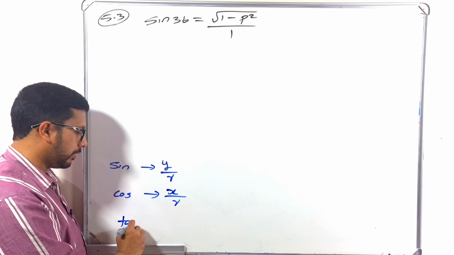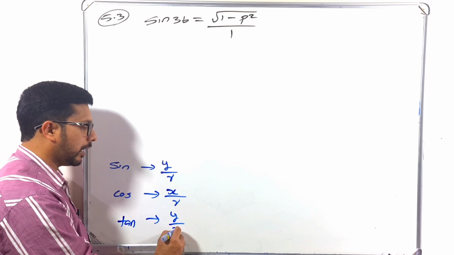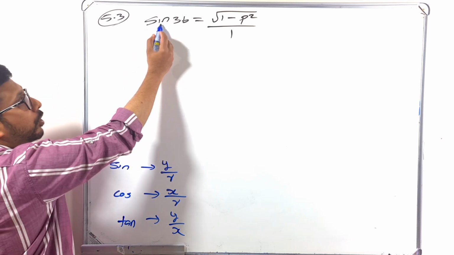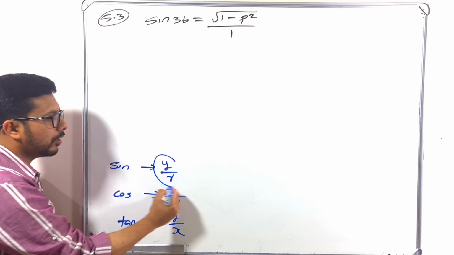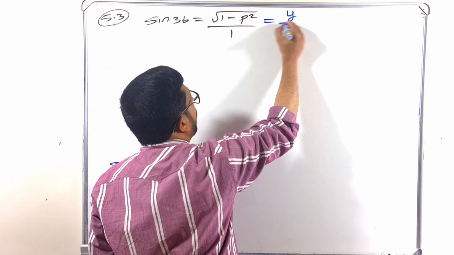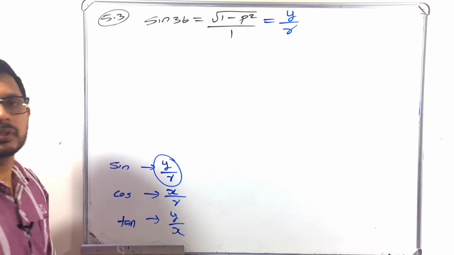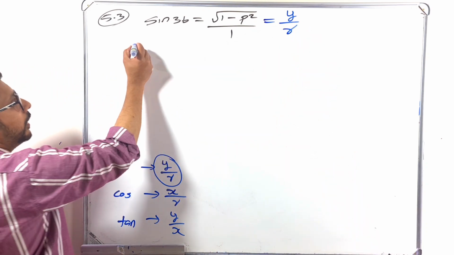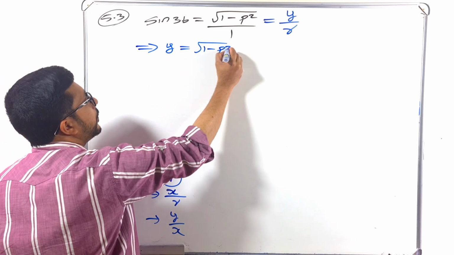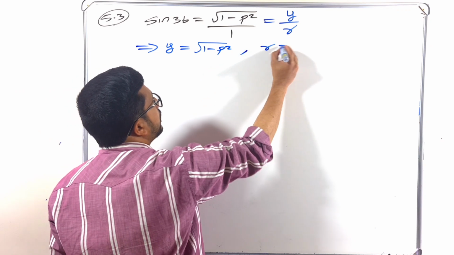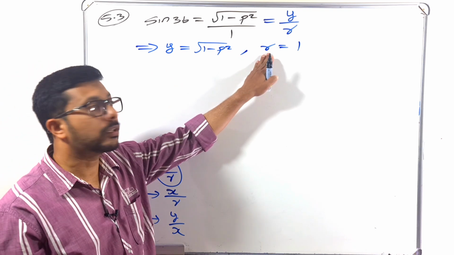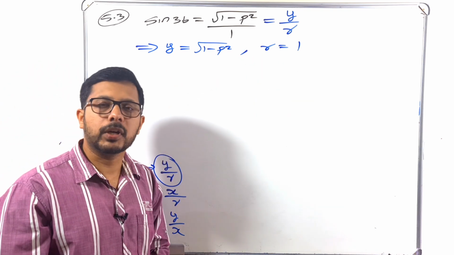What is the definition of tan? Opposite side by adjacent side. You have to know this one, then only you can do this type of question. So here the trigonometric ratio is sine, so it is opposite by hypotenuse. Here we can write this is the same as y over hypotenuse. What is the meaning of that? It implies that the value of y is root of 1 minus p square and the value of r is 1. So which one is not there now? We know y and r, but there is no x. So you have to know the value of x.